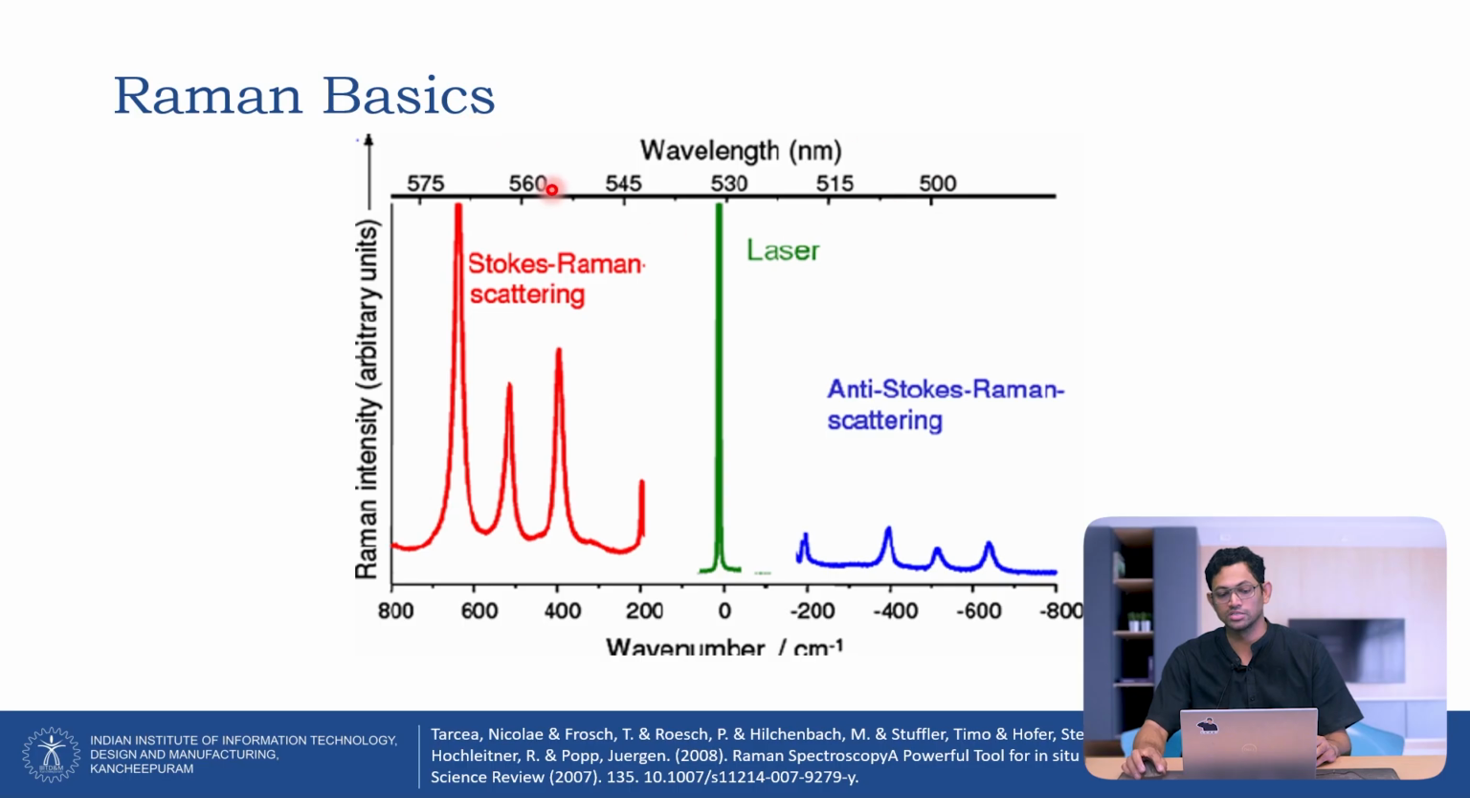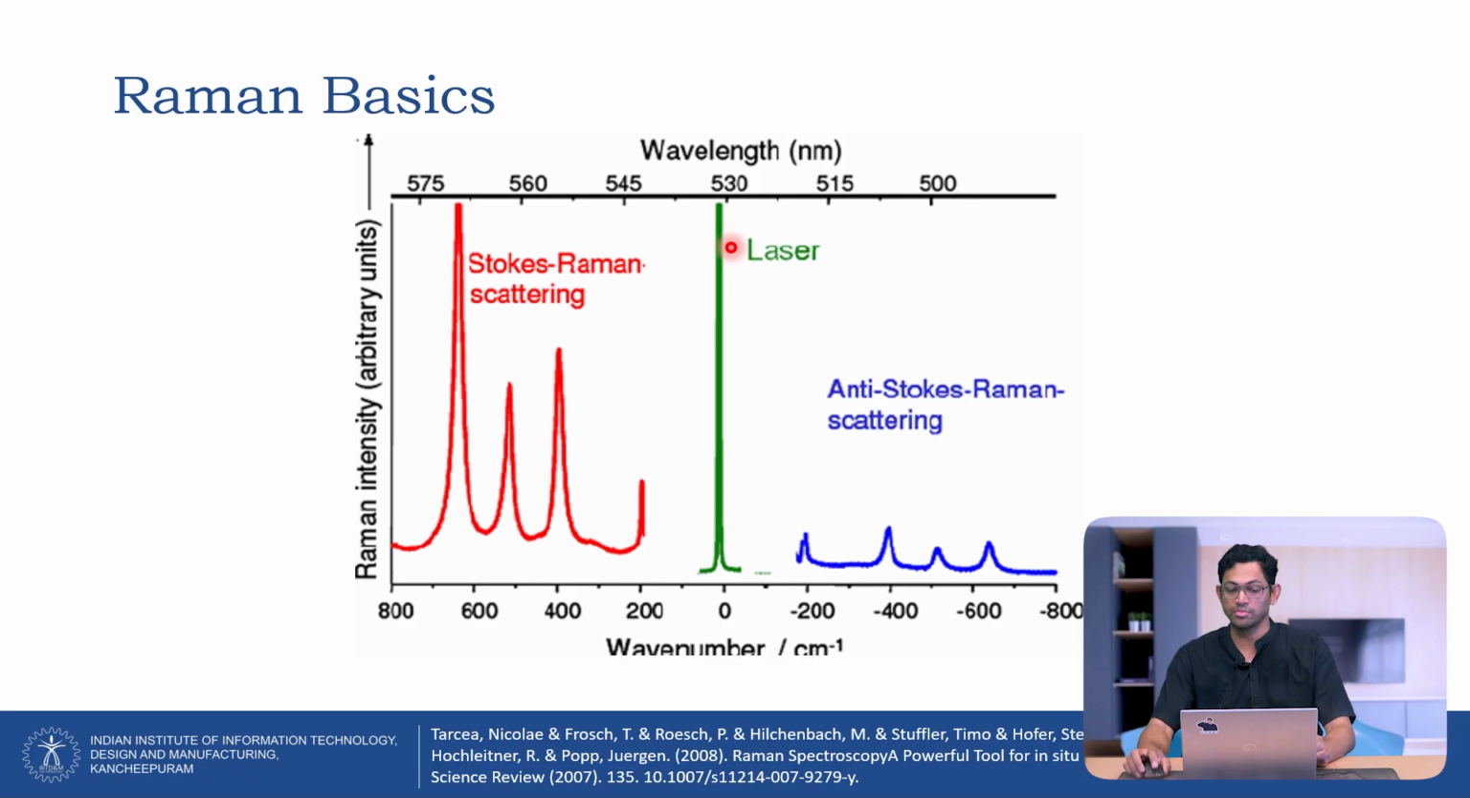Okay, so here you can see on the top x-axis is the wavelength, and on the bottom x-axis is the wave number. What you can infer is that the Stokes Raman scattering has a higher intensity, which makes sense because it is higher wavelength, right. Going from a particular energy to a lower energy, that is higher wavelength, makes more sense as compared to going to a higher energy, lower wavelength, which is even more difficult.